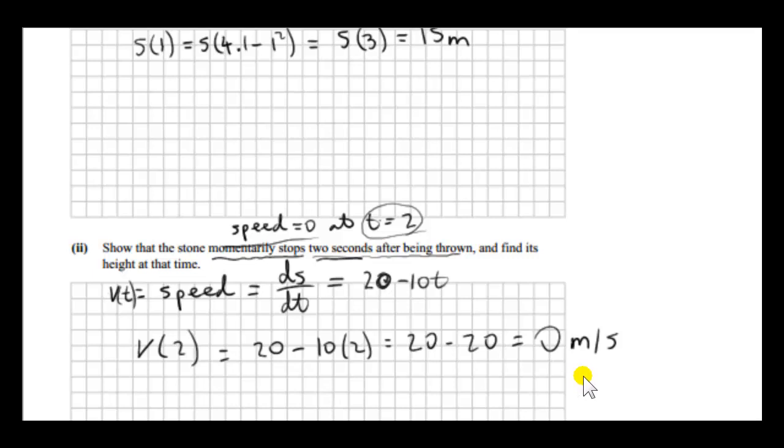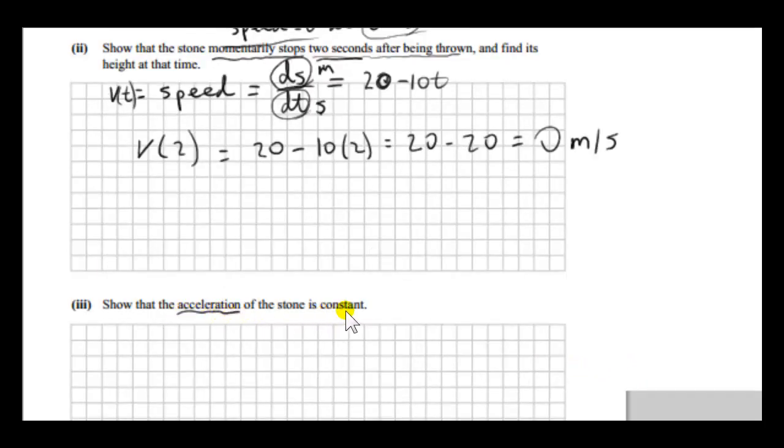So the speed would be in meters per second. Okay, the distance is in meters. ds stands for the vanishingly small distance traversed by the stone, and dt is the vanishingly small interval of time that it took the stone to traverse that distance ds. So ds is in meters, but time is in seconds, so it's meters over seconds, meters per second.